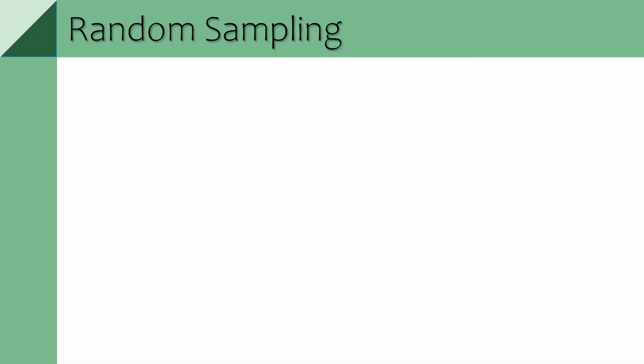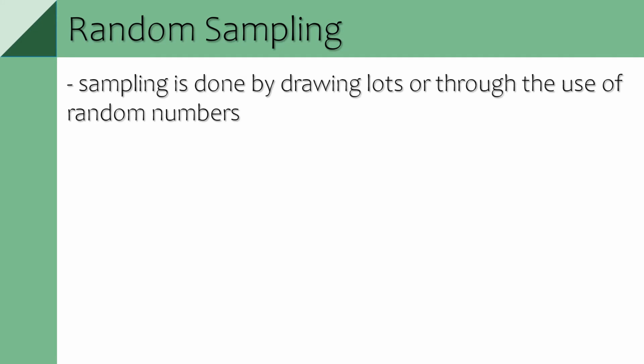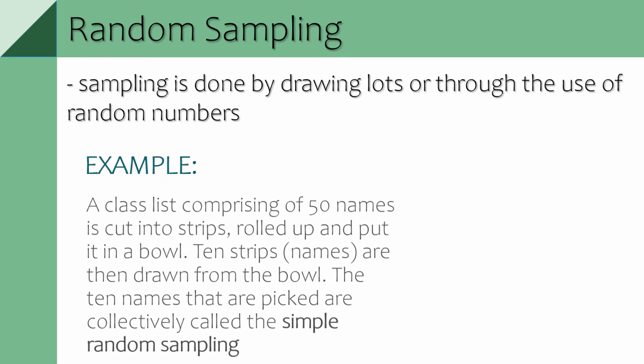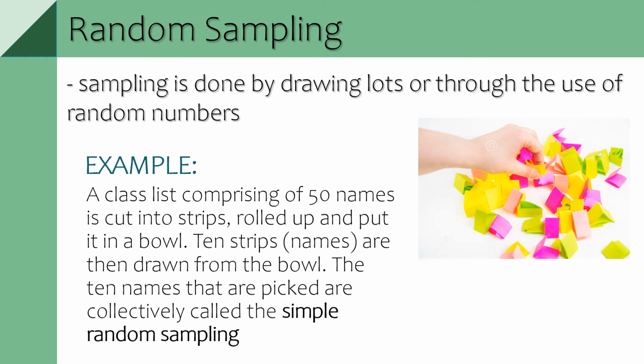Okay, let's start with random sampling. Its definition is that sampling is done by drawing lots or through the use of random numbers. The keywords here are drawing lots and the use of random numbers. For example, a class list comprising 50 names is cut into strips, rolled up and put in a bowl. Ten strips are drawn from the bowl, and the 10 names that are picked are collectively called the simple random sample. Draw lots, bumubunot.